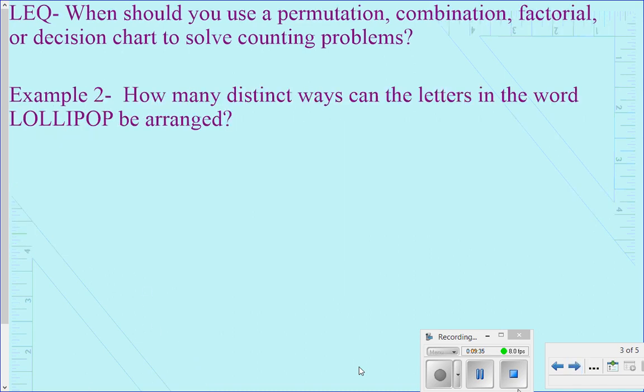Okay. So this example, you want to add this to your notes as well. How many distinct ways can the letters in the word lollipop be arranged? So again, we're going to first figure out how many letters are in the word. So 1, 2, 3, 4, 5, 6, 7, 8. So 8 factorial. And we're going to divide that by, I see 3 L's, so 3 factorial. I see 2 O's, so 2 factorial. And I see 2 P's, so 2 factorial. So 8 represents the total, 8 factorial divided by 3 factorial for the 3 L's, 2 factorial for the 2 O's, and 2 factorial for the 2 P's.